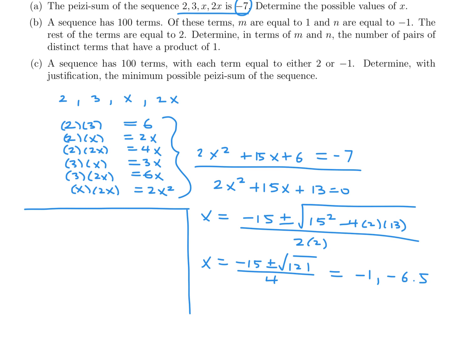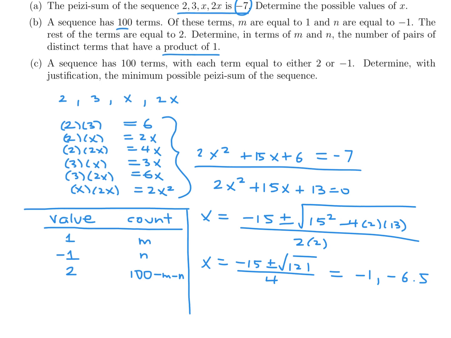Okay, so let's make a little table. We have value and count. So the value of a term, if it's 1, we have m of them. And if the value of a term is negative 1, we have n of them. And if the value of a term is 2, those are all the other ones. So since there's a total of 100, the count would be 100 minus m minus n. And then they're saying, how many of the pairs have a product of 1?